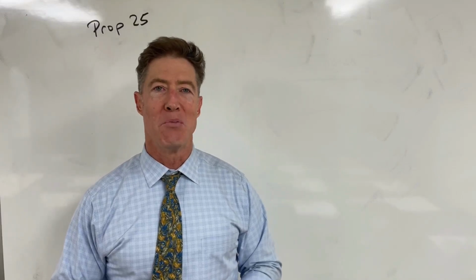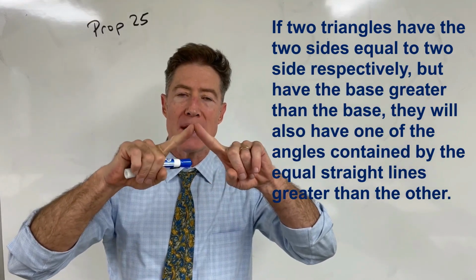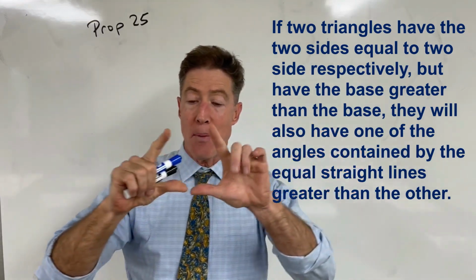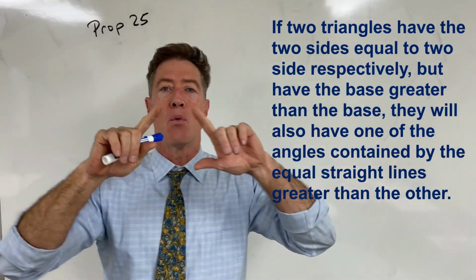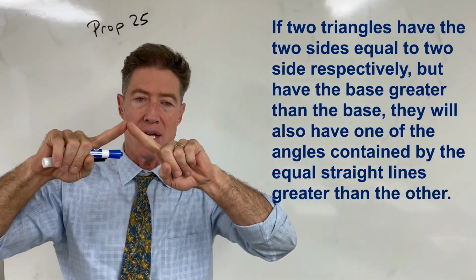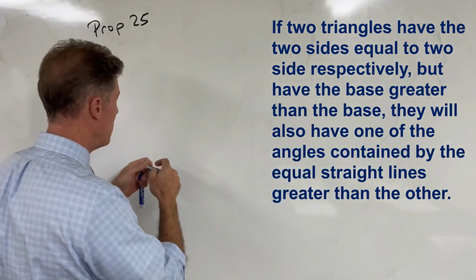Euclid's Elements, Book 1, Prop 25. If two triangles have two sides equal to two sides respectively, but the base greater than the base, then they'll also have one of the angles contained by the two equal sides greater than the other. Now this is the converse of Prop 24.